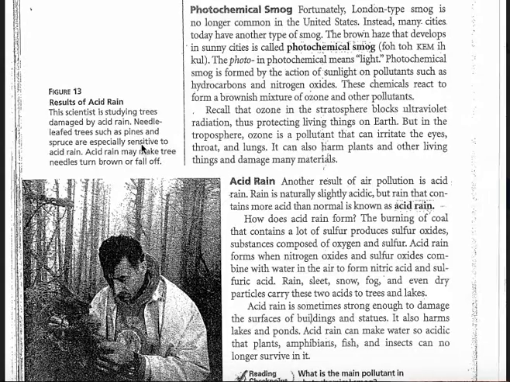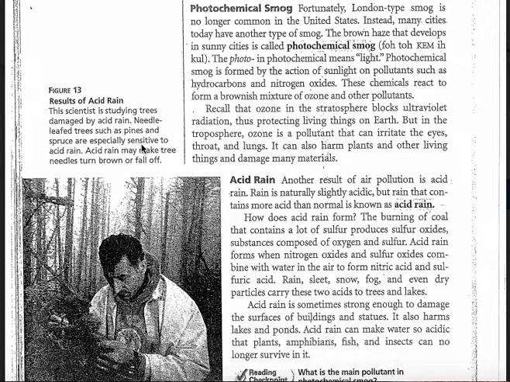Photochemical smog. Fortunately, London-type smog is no longer common in the United States. Instead, many cities today have another type of smog. The brown haze that develops in sunny cities is called photochemical smog. The photo in photochemical means light. Photochemical smog is formed by the action of sunlight on pollutants such as hydrocarbons and nitrogen oxides. These chemicals react to form a brownish mixture of ozone and other pollutants.